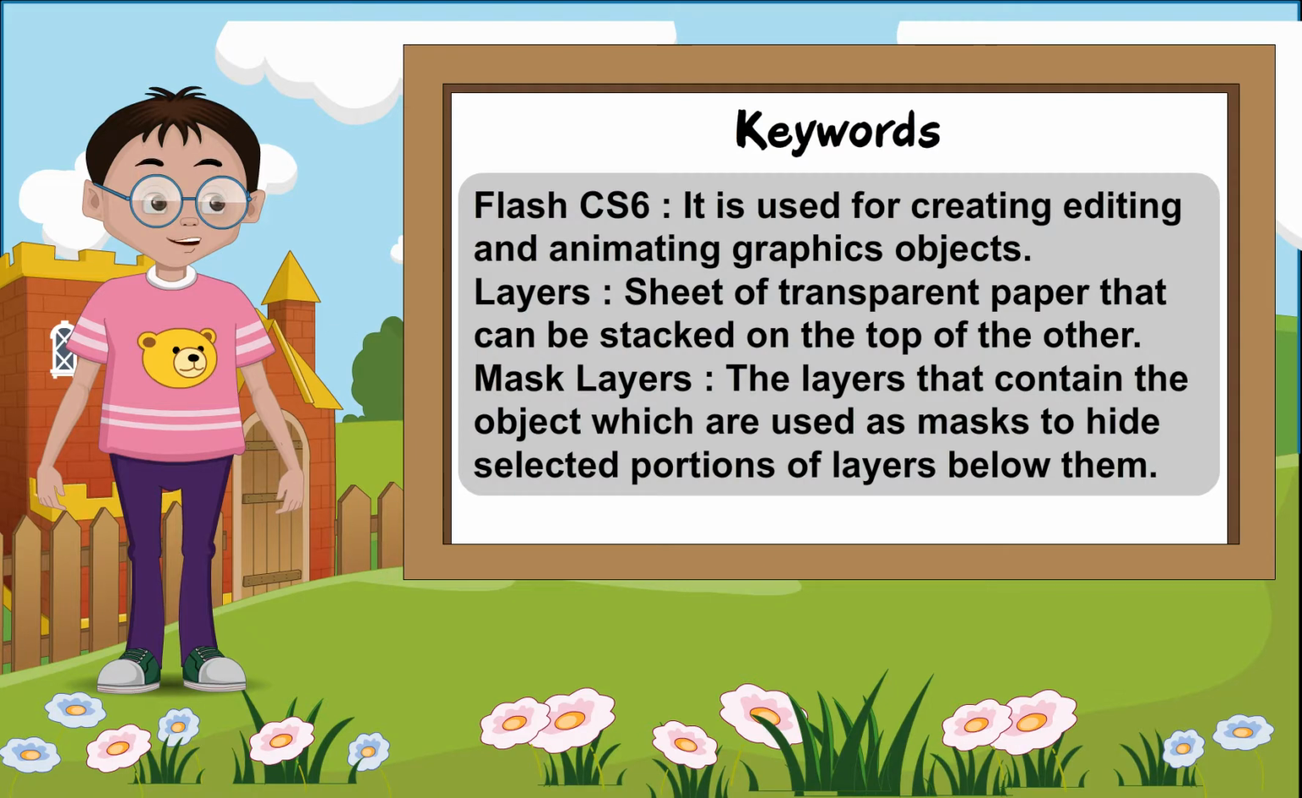Keywords. Flash CS6: it is used for creating, editing, and animating graphic objects. Layers: sheets of transparent paper that can be stacked on top of the other. Mask layer: the layers that contain the objects which are used as masks to hide selected portions of layers below them.